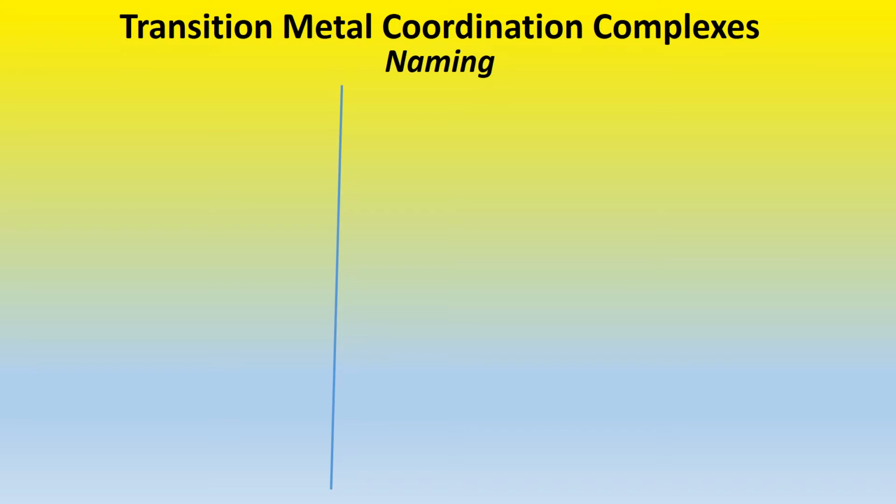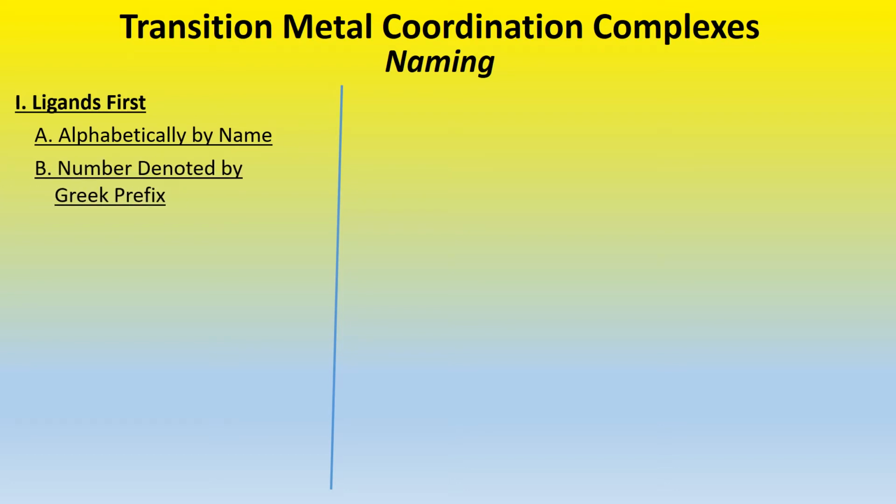One starts by naming the ligands first. If there is more than one type of ligand, they are named alphabetically by name. If there is more than one of the same type of ligand, the number of ligands of that type is denoted by a Greek prefix.